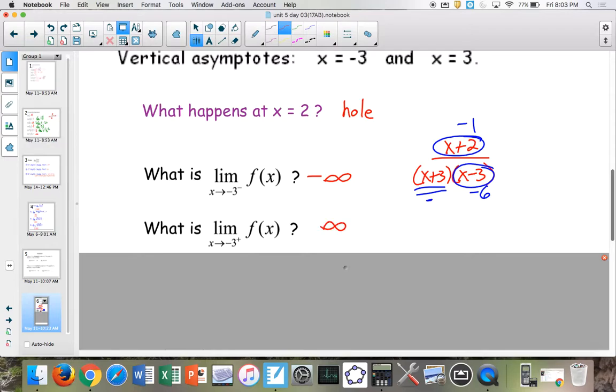Likewise, if we look at what's happening as we approach negative 3 from the right, negative 2.8, negative 2.9, then those values are going to be positive, so we're going to get a negative 1 over negative 6, which is a positive 1/6, but then we're dividing by very small positive numbers that are closer and closer to 0, which gives us a very big positive number.